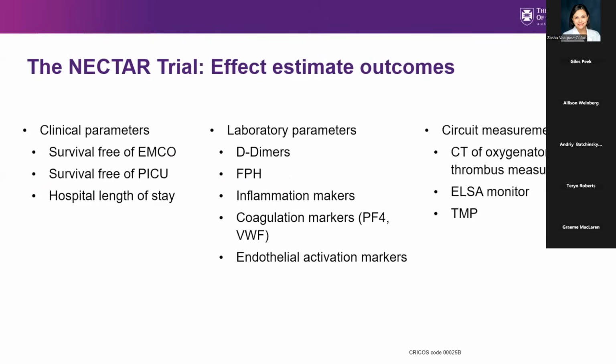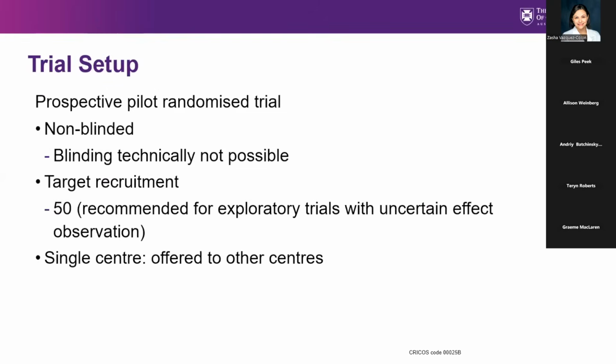You can argue whether that's the right measurement, but we did this to basically cast a wide net. We did laboratory parameters, which were D-dimers, free plasma HB, inflammation markers, coagulation markers, endothelial activation markers, and then we measured the circuits with a CT of the oxygenator at the end of every run to measure the thrombus in it. There's something called the ELSA monitor, which is a dilution technique where you can basically non-invasively measure the current volume, and then if you subtract that from the total volume, you have a proxy measure for thrombus, and we measured the transmembrane pressure.